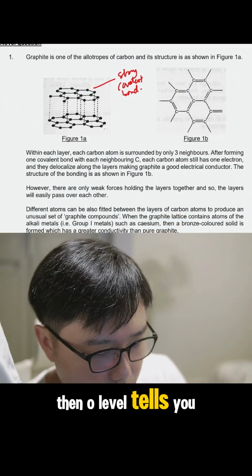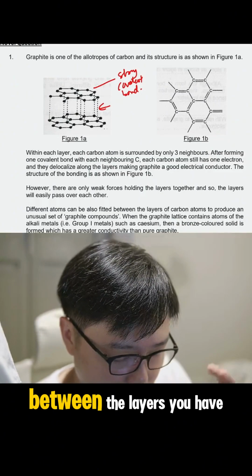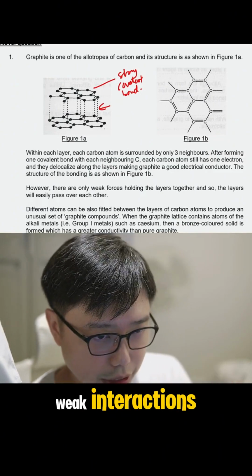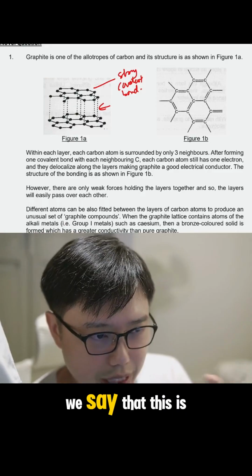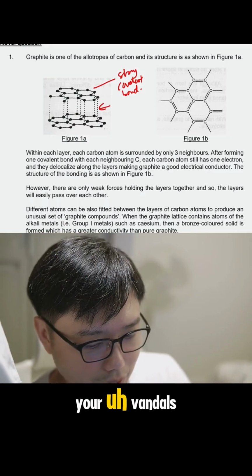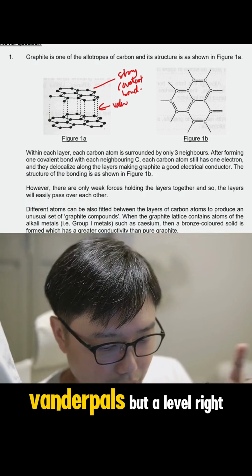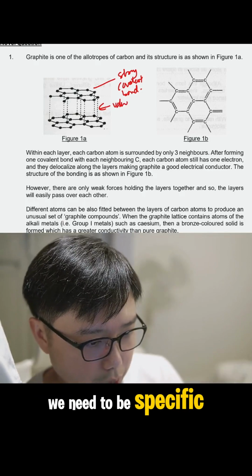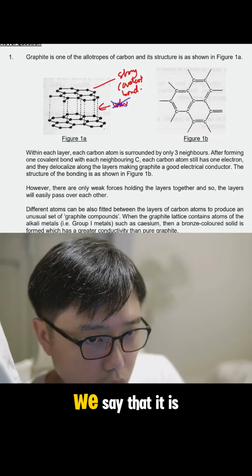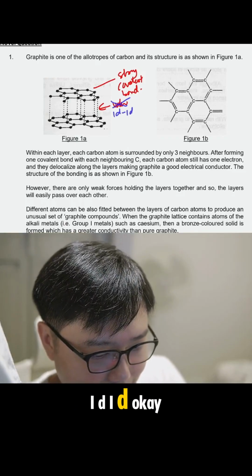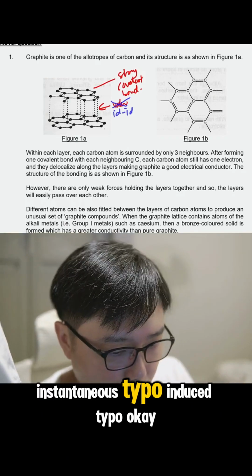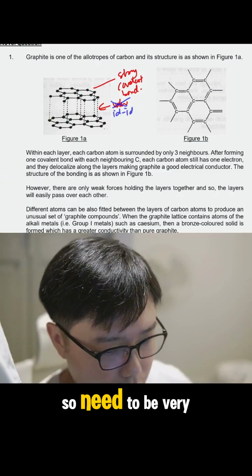Okay, then O-level tells you that between the layers you have weak interactions. I think in O-level, if I'm not wrong, we say that this is van der Waals. O-level still teaches van der Waals, but at A-level we need to be specific. We don't use van der Waals anymore. We say that it is IDID, instantaneous dipole, induced dipole. So we need to be very specific.